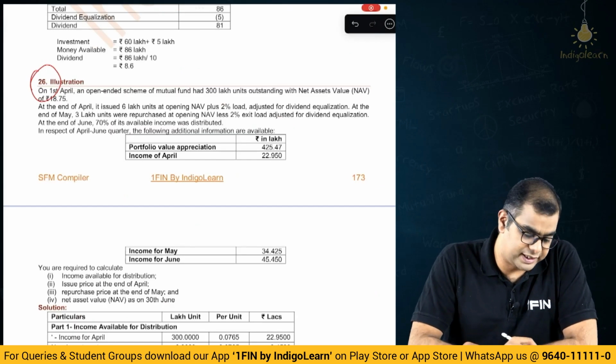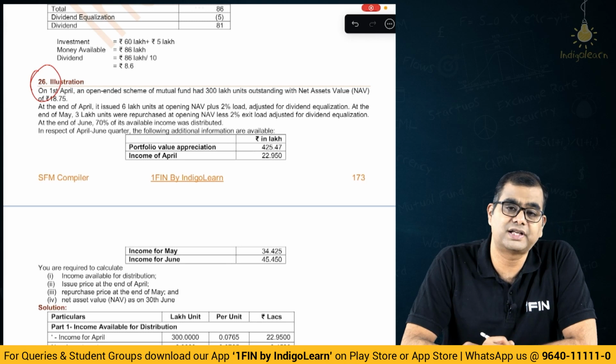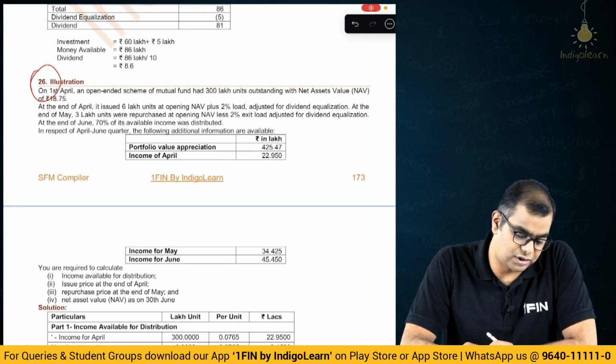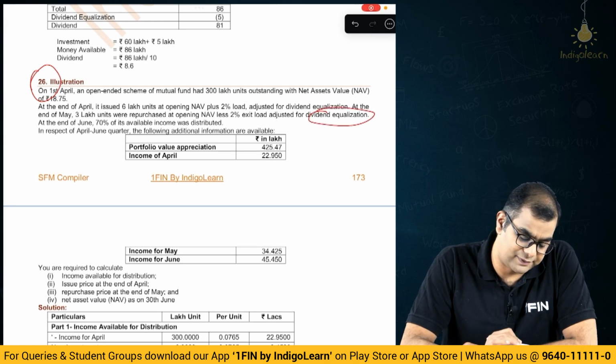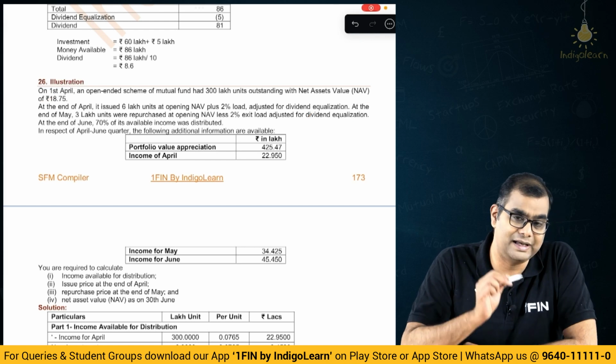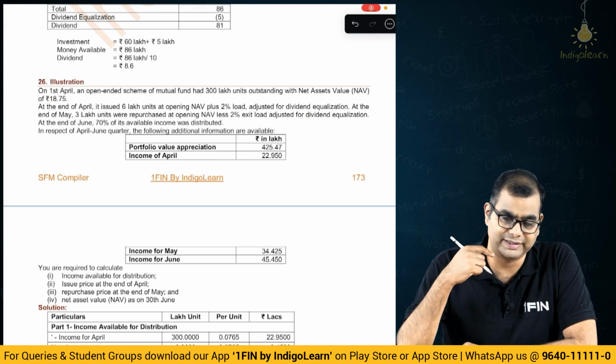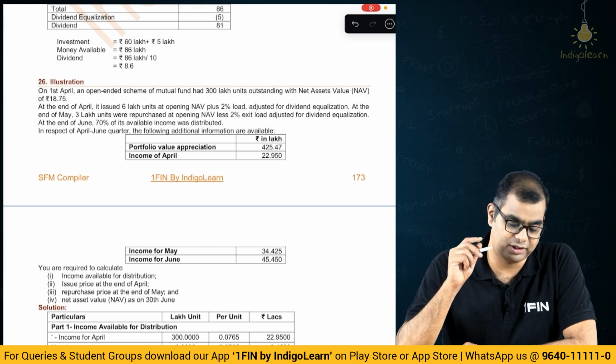So, now let us look at the next question. This is another interesting question, and this kind of question accounts for your exit load, entry load, dividend reinvestment or dividend equalization, I am sorry, and all such kind of things you see here. As you read through the problem, you will understand. This is also a very interesting kind of question. This is slightly lengthy. I'm not saying it's not tricky, but it's also lengthy.